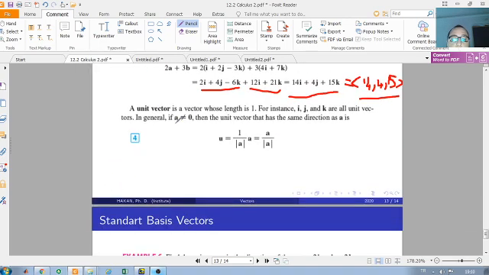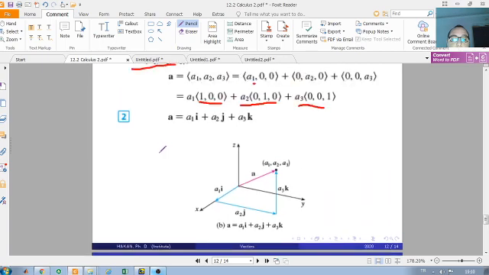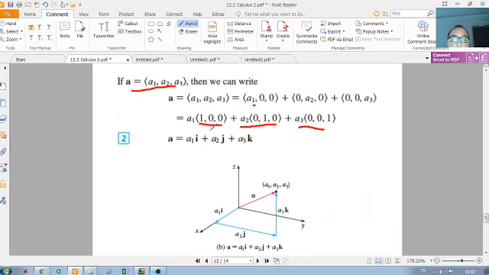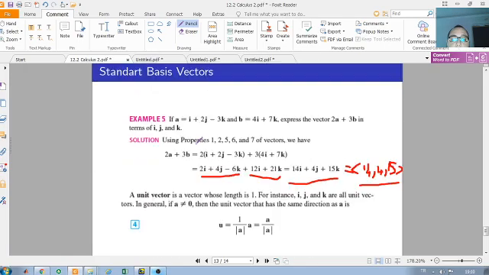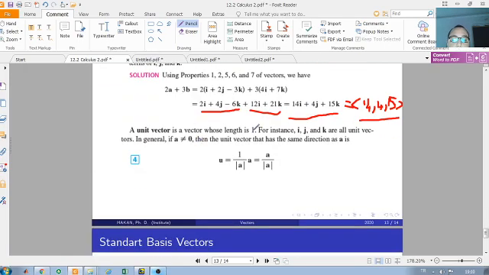So the unit vector is a vector whose length is equal to 1. For instance, the standard basis vectors i, j, and k are all unit vectors, because if you compute their lengths, which is the square root of the sum of the squares of the components, you will obtain 1 for the length. Therefore, they are all unit vectors.